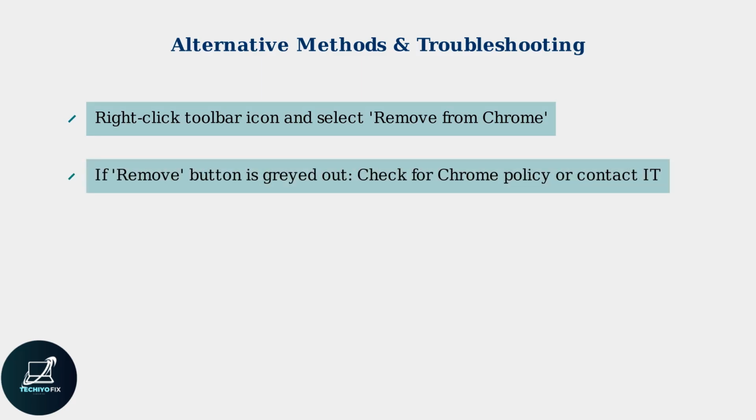If you're having trouble removing an extension, like the Remove button is grayed out, it could be due to a Chrome policy set by your administrator if you're on a managed device. In this case, you may need to contact your IT support.